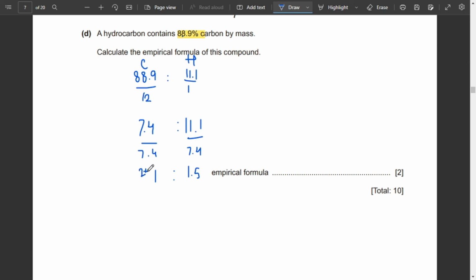So we'll have the empirical formula, the smallest formula, which will be C2, and 1.5 multiplied by 2 is 3. So C2H3 is the answer. So this is it for this question.